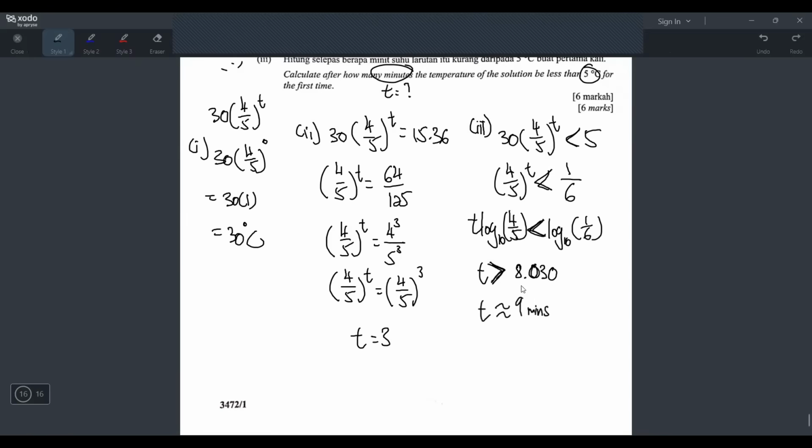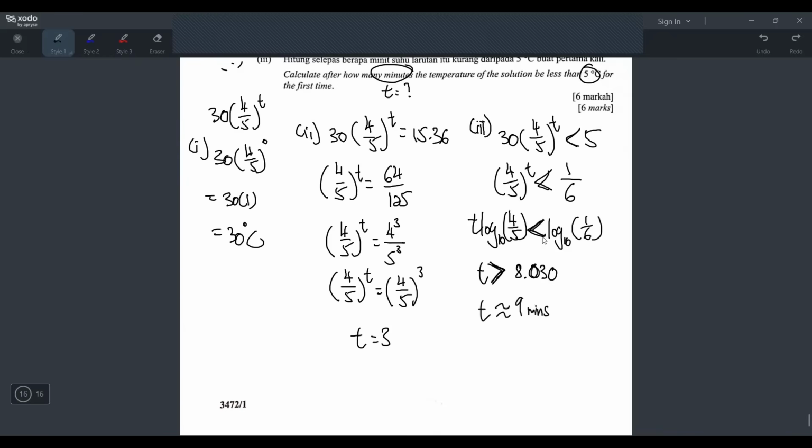It means when it's 8 minutes, the temperature is still not less than 5. It has to be 9 minutes. Okay, don't just look at this value, look at this symbol as well. Look at the bigger smaller symbol as well, because the bigger smaller will tell you what answer, right? So if I write 8 it is not correct because 8 is not bigger than 8.03. 9 is bigger than 8.03, right?